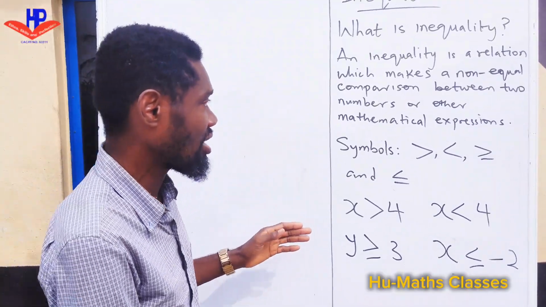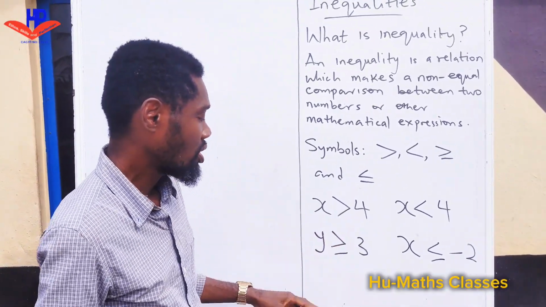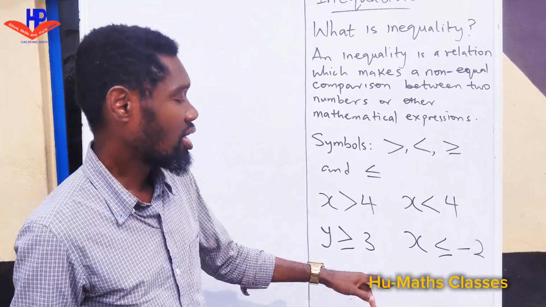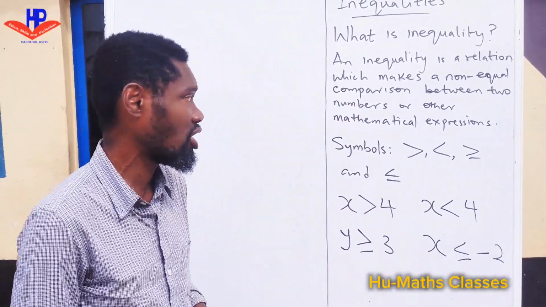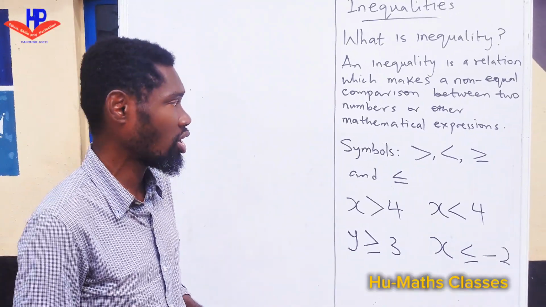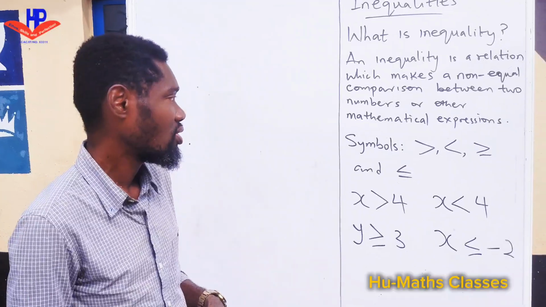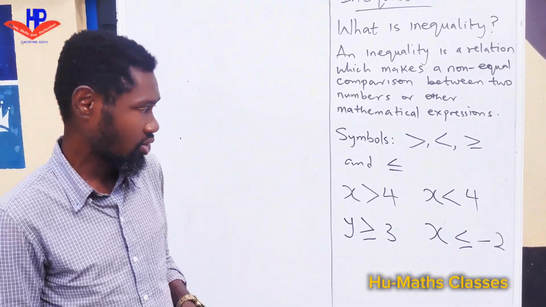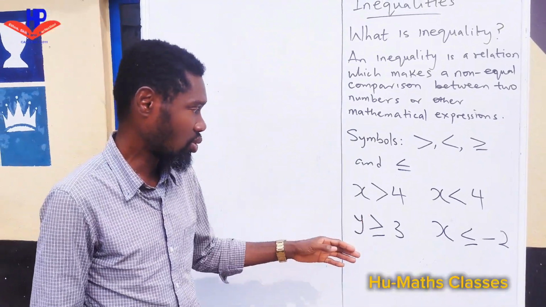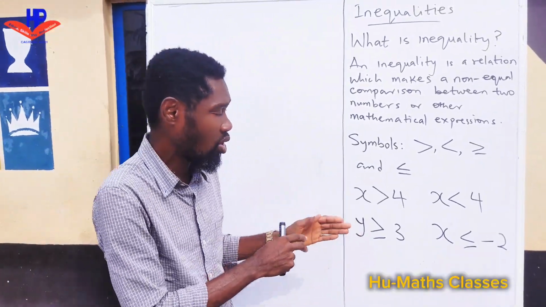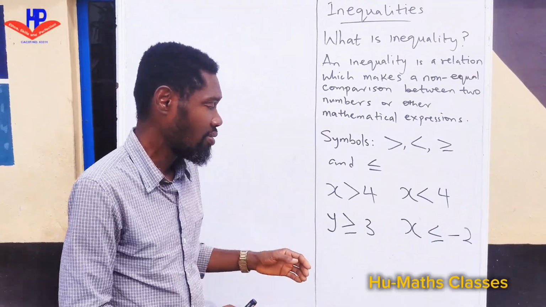So you can see that we have compared two variables here, the x and the 4, the y and the 3, the x and the minus 2. So an inequality, I said, is a relation which makes a non-equal comparison between two numbers or two factors or other mathematical expressions. So we've seen that already here. So you can now read your inequalities. As much as is given to you, you should be able to read out the inequality.